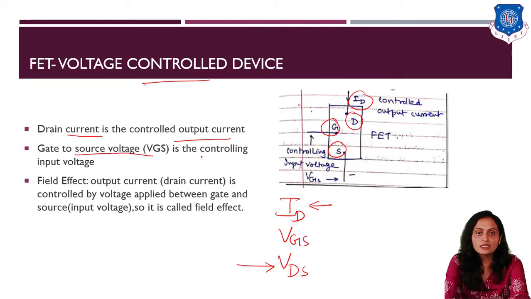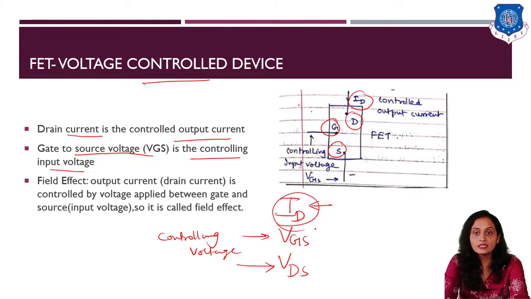Now gate to source voltage is the controlling input voltage. This is the controlling voltage, and this voltage VGS is controlling this ID. This is the controlled output current, and that is why this drain current is controlled by this voltage. It is called the voltage control device.